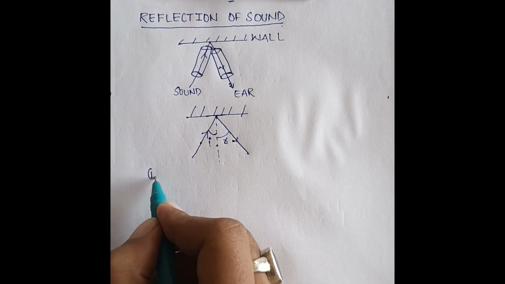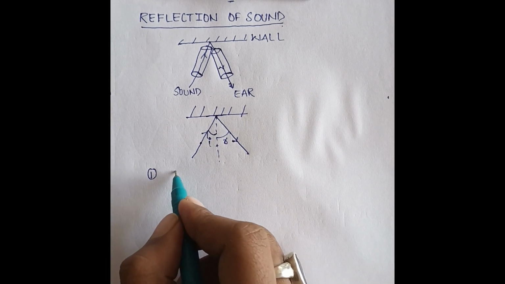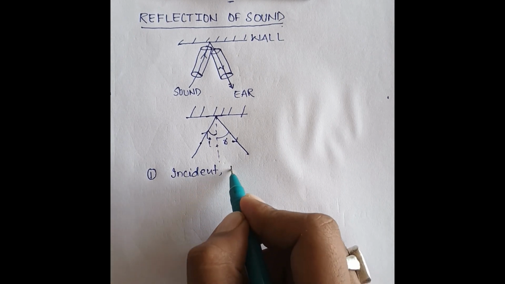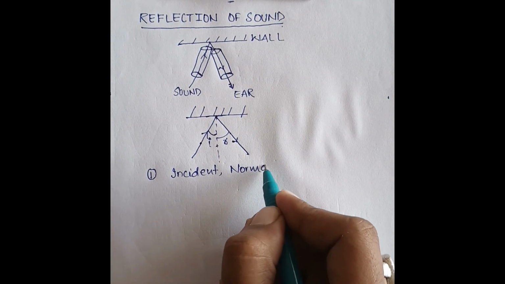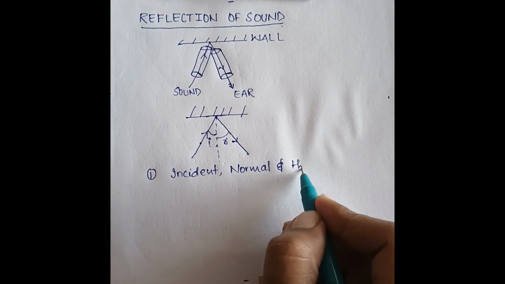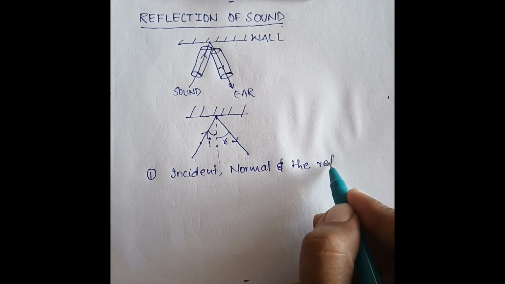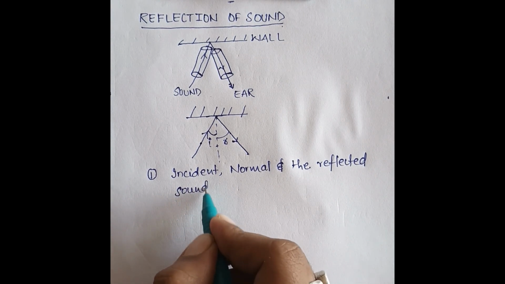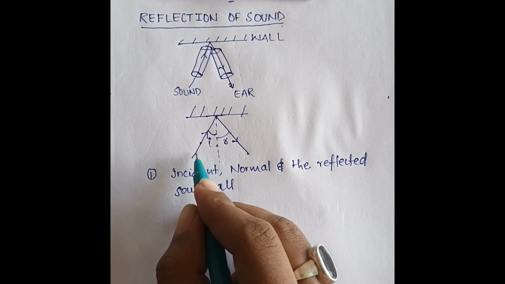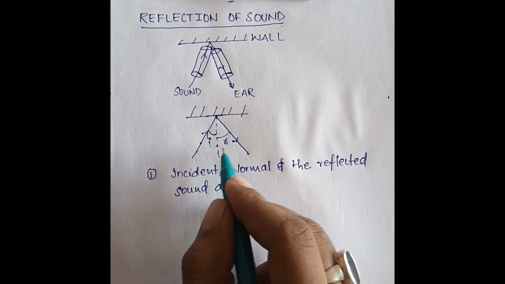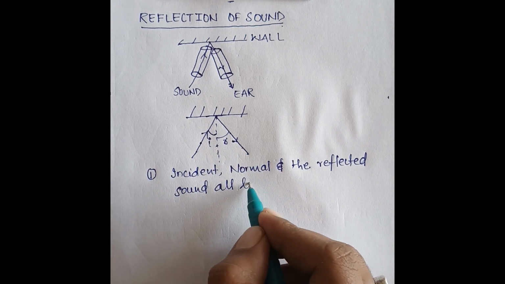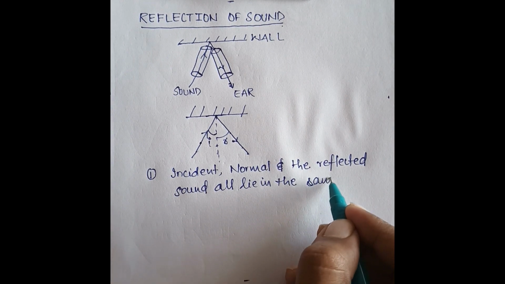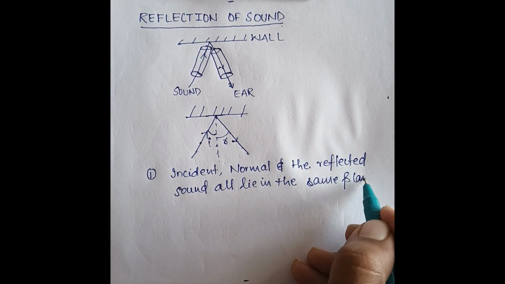The first law says that the incident ray of the sound, the normal, and the reflected sound all lie in the same plane. All these three, the incidence, the normal, and the reflected, lie in the same plane. So this was the first law.